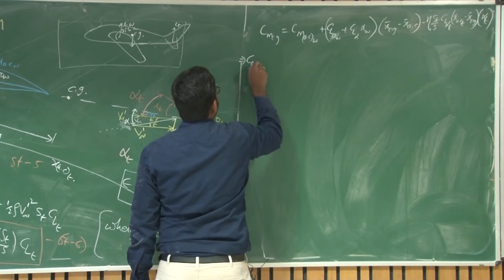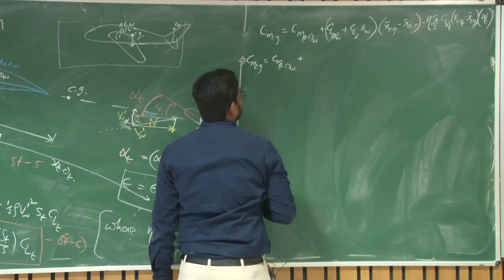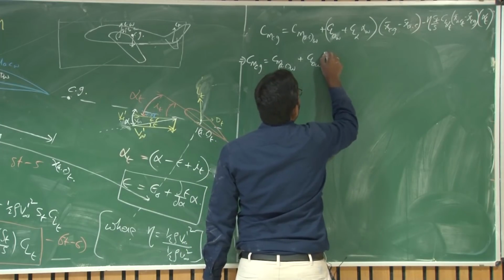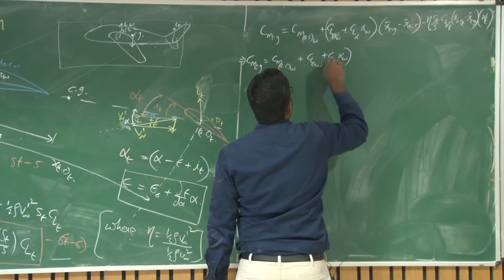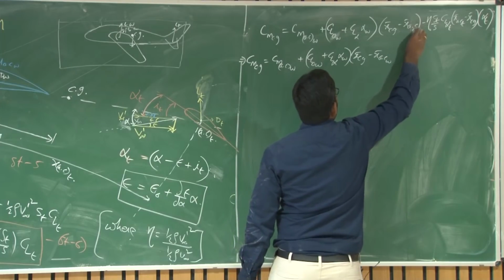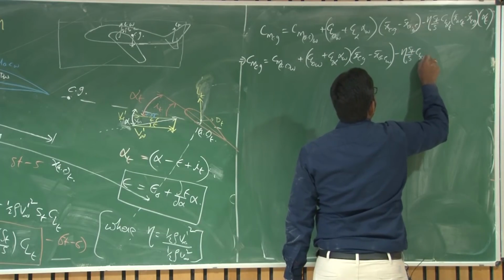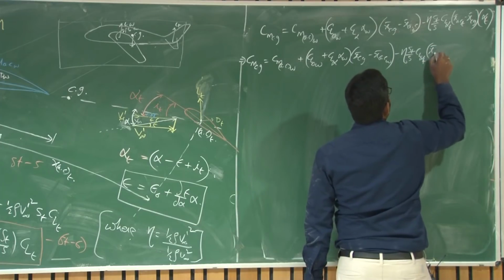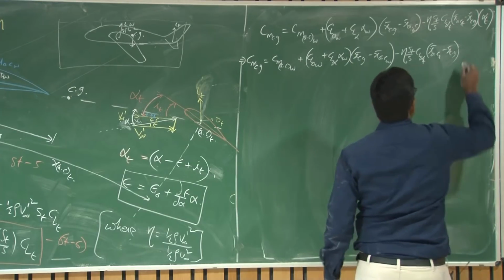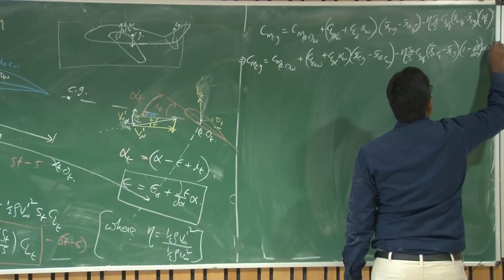This implies Cm about Cg is equal to Cm about AC of wing plus CL naught of wing plus CL alpha into alpha of wing into x bar CG minus x bar AC of wing, right, minus eta St by S into CL alpha of tail into x bar AC of tail minus x bar CG into alpha of tail, which is 1 minus dou epsilon by dou alpha into alpha plus i of t.